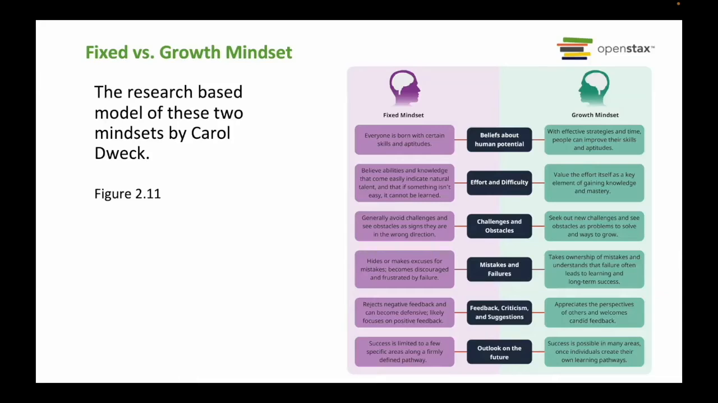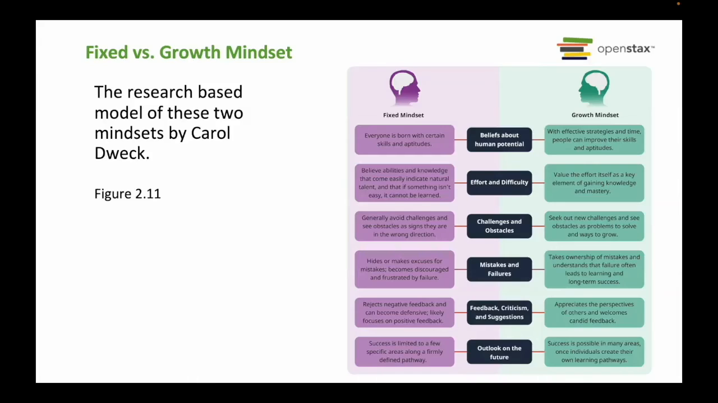So if we're looking at Figure 2.11 to the right, when it comes to beliefs about human potential, a fixed mindset would say everyone is born with certain skills and aptitudes, whereas a growth mindset would say with effective strategies and time, people can improve their skills and aptitudes. With effort and difficulty, a fixed mindset would say abilities and knowledge that come easily indicate natural talent, and that if something isn't easy, it cannot be learned. A growth mindset would say that the effort itself is a key element of gaining knowledge and mastery.